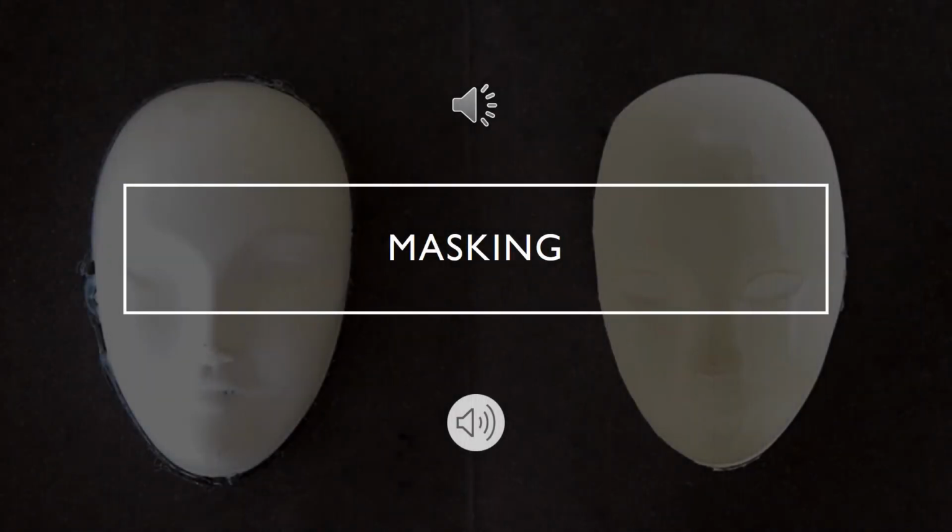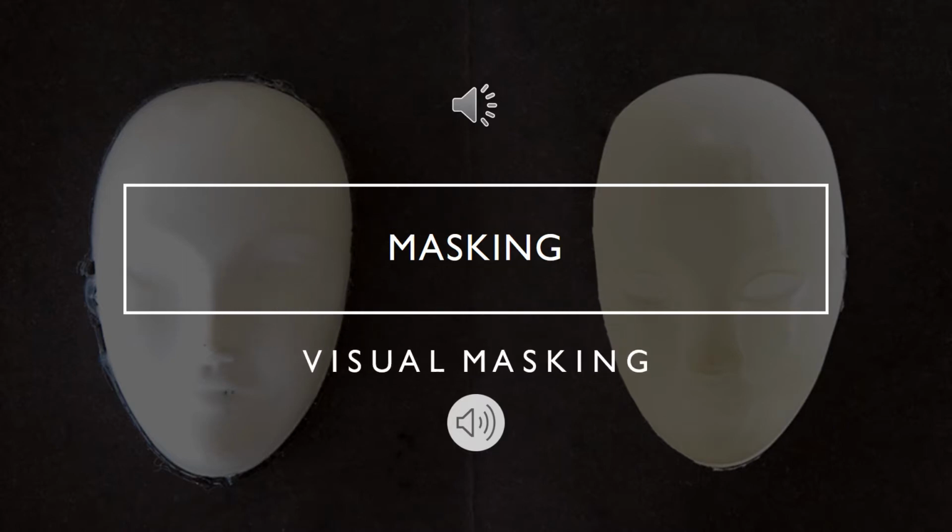Good day everyone. My topic for today is masking, specifically visual masking. Let me give a little meaning to it. Masking, in perceptual tests, is the introduction of a second stimulus in close temporal proximity to a detectable stimulus that causes it to become undetected. When you say close temporal, it means relatively close or the same.